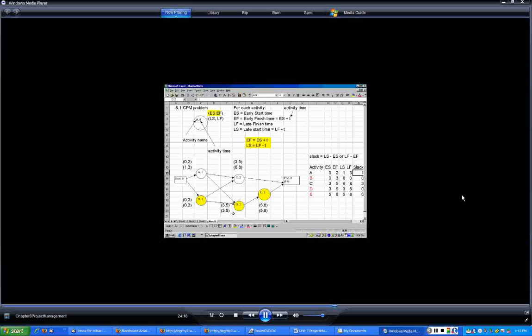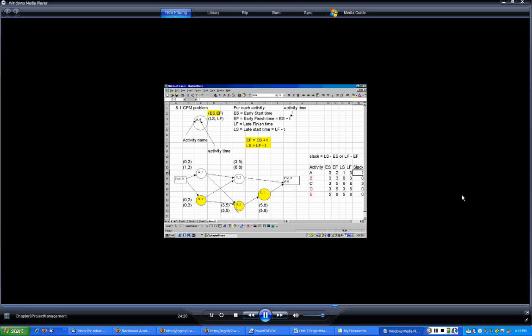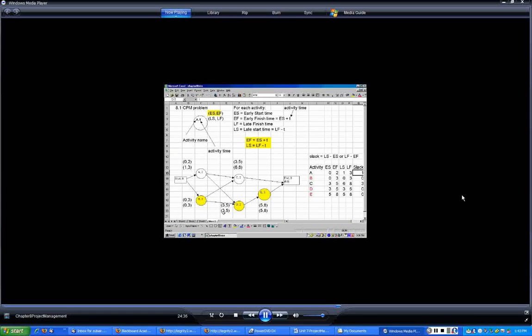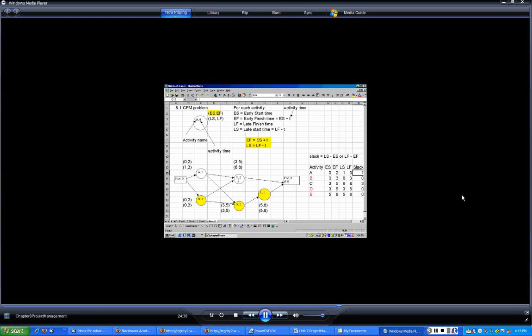Now how late can activity D finish without making the project tardy? That is as late as activity E can start, which is 5. So the latest finish for D is 5. 5 minus 2 is 3, that is the latest start. Now let us get it for C.